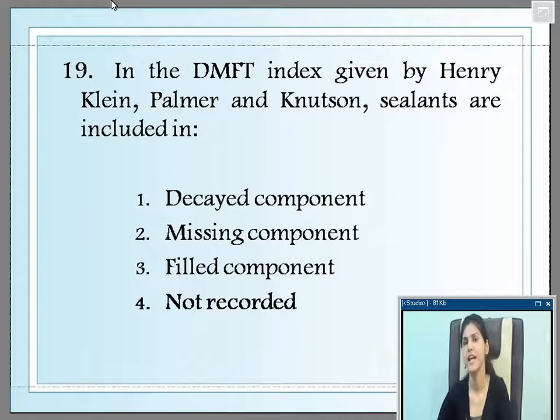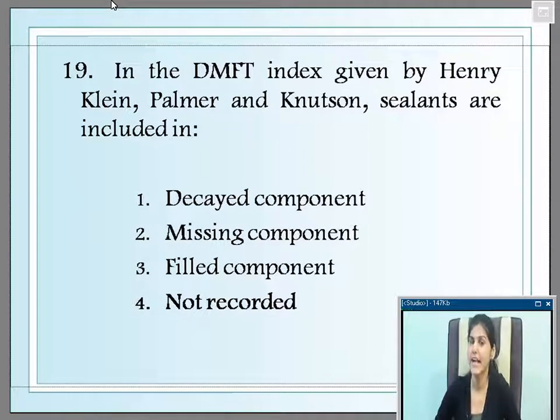Now from the periodontal indices, we are coming to the index for caries. Now in DMFT, that is the decayed, missing, filled tooth index given by Henry Klein, Carol E. Palmer and Knutson J.W., sealants are included in. Now you must understand that the DMFT index for caries came in 1938, and sealants came into proper use after 1955. So there is no way that these three scientists could have predicted the advent of sealants.